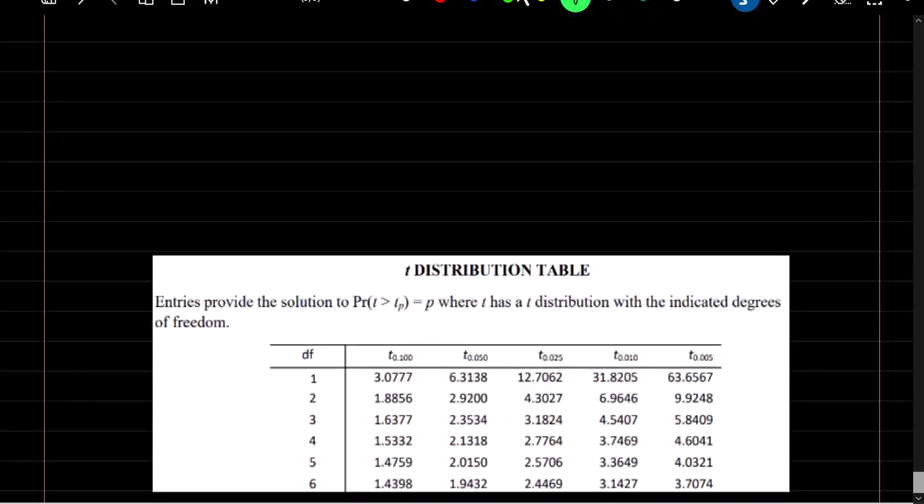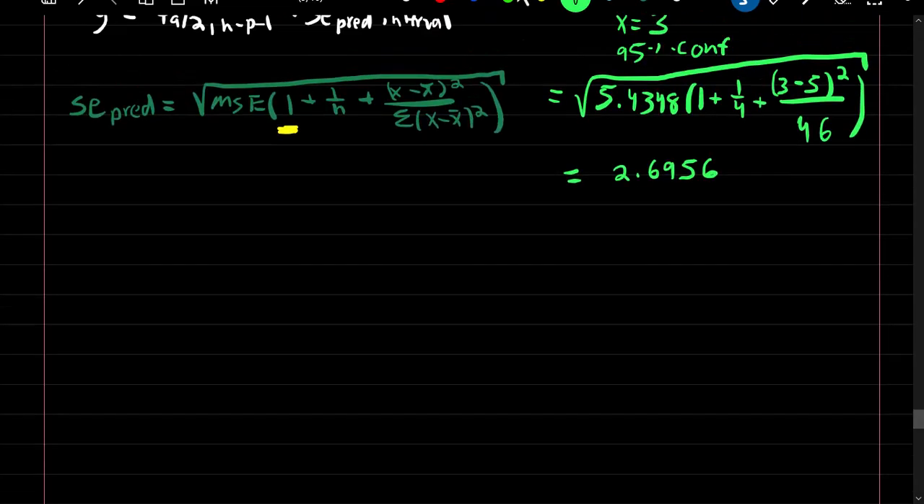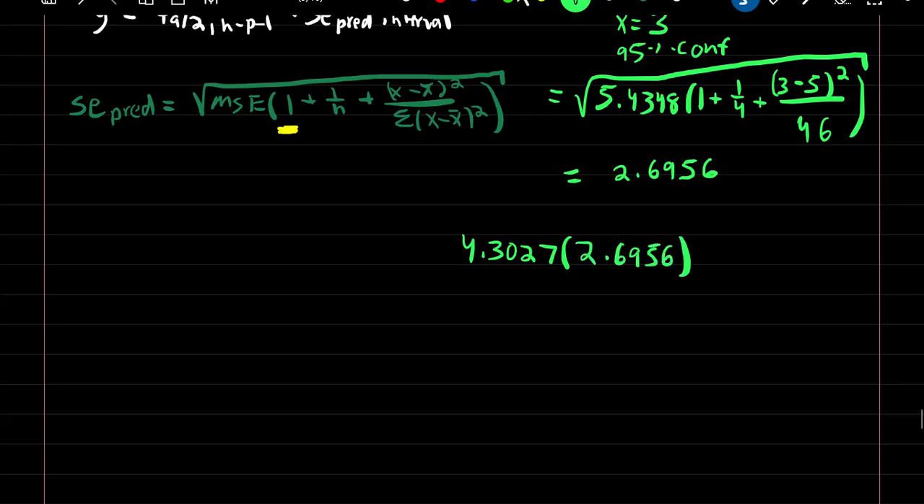So it's the same t-score as last time, 0.025, 2 degrees of freedom, 4.3027. So 4.3027 times our standard error of 2.6956, and then plus or minus our predicted value, which we already found to be 38.478. So they both center around the same value, it's just the prediction interval is going to be wider. And we're going to get a range of 26.88 for a lower bound, and our upper bound is going to be 50.076.